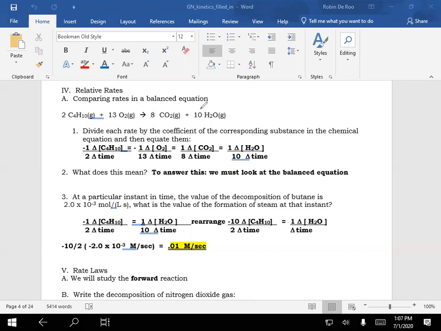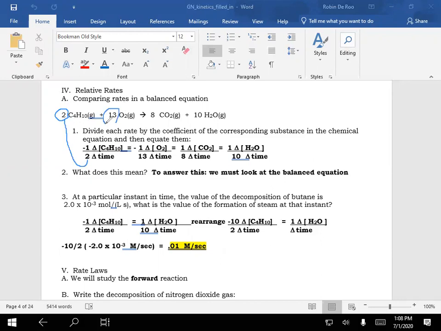And the question is going to ask you about comparing the rates. So what you do is you always take the reactants as negatives because you're losing them. So that's why there's a negative here and there's a negative here, because propane is a reactant, oxygen gas is a reactant. You put delta and then the concentration of the reactant on top, and then this is your stoichiometry. You put that on the bottom.